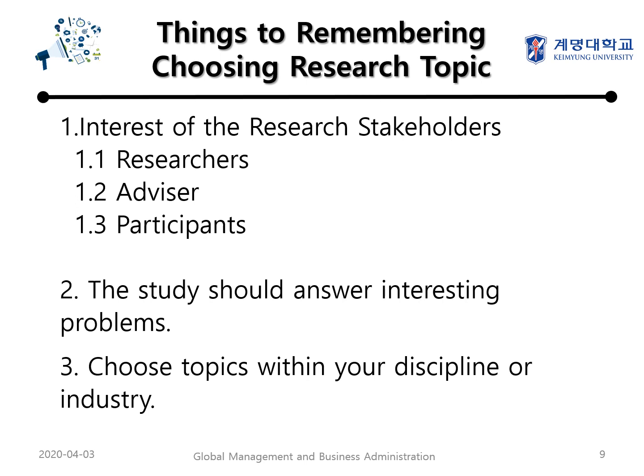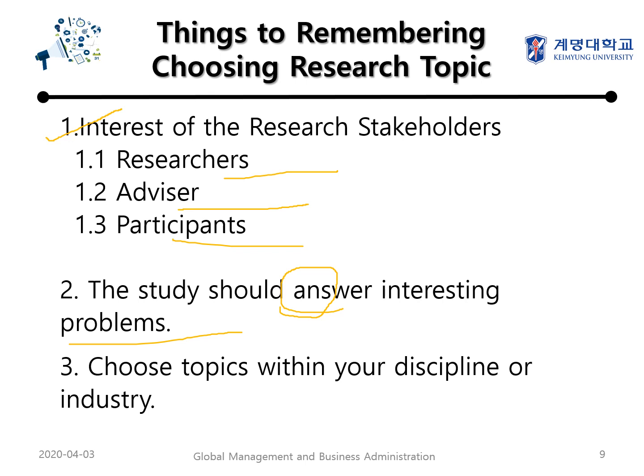In addition, several things are suggested to remember in choosing a research topic. Number one, consider the interest of your research stakeholders. Who are your research stakeholders? The researcher itself, your advisor, and the participants of the study. You also have to consider a particular answer to an interesting problem.